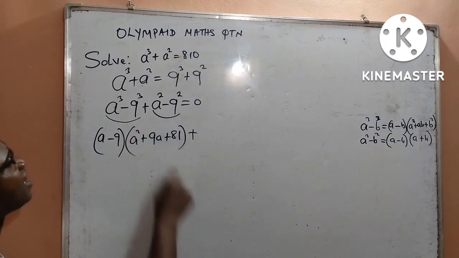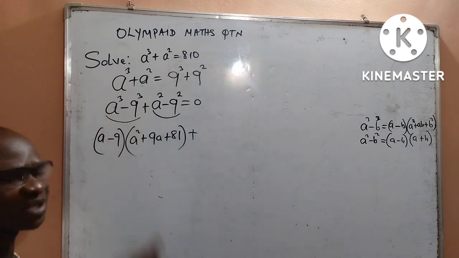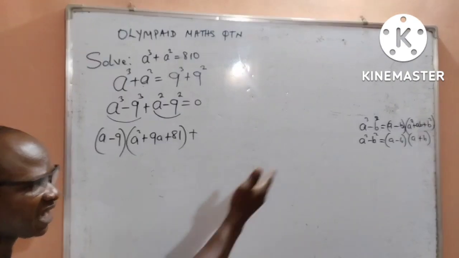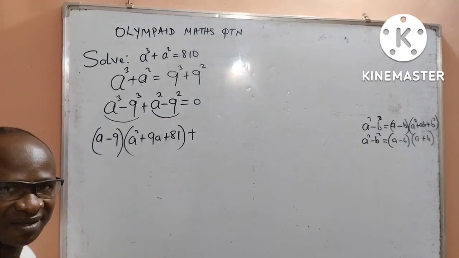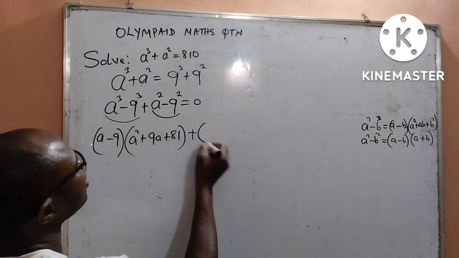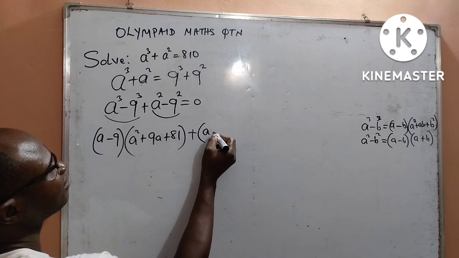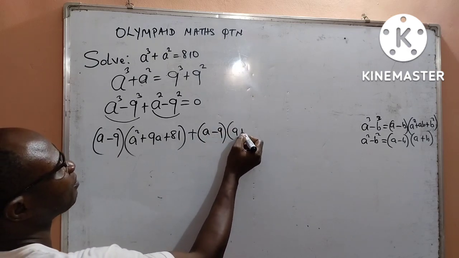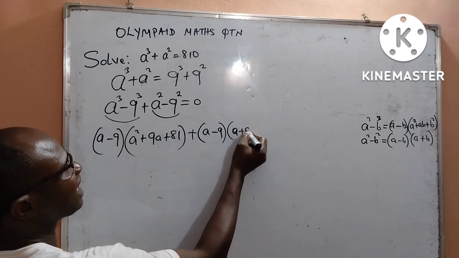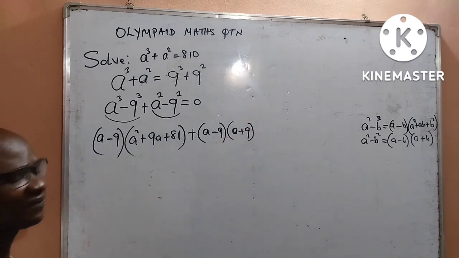Then, coming to a raised to power 2 minus 9 raised to power 2, I will still apply what I have in the second expression, which is difference of two squares. And therefore, that is going to give me a minus 9 into a plus 9. So this is what I have now.